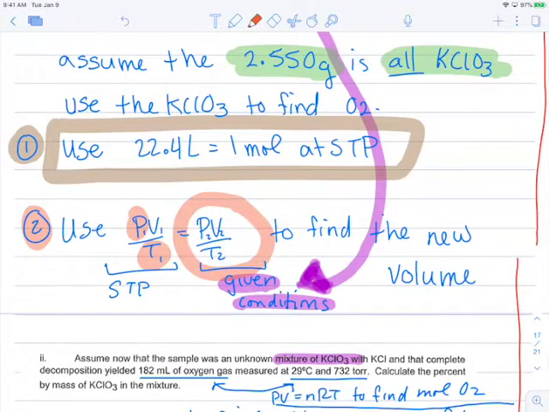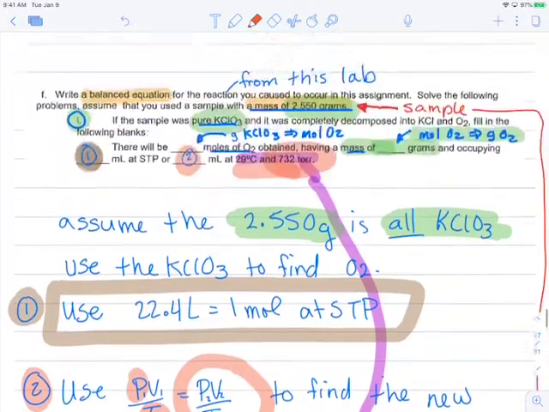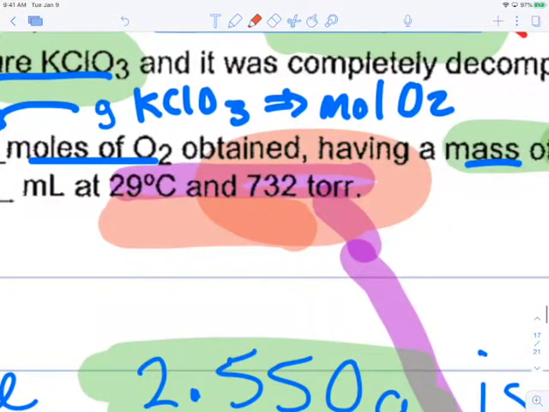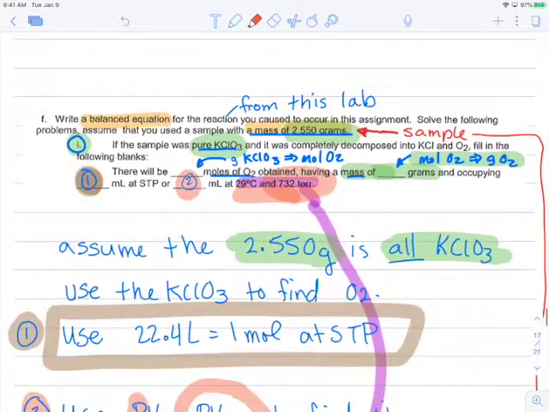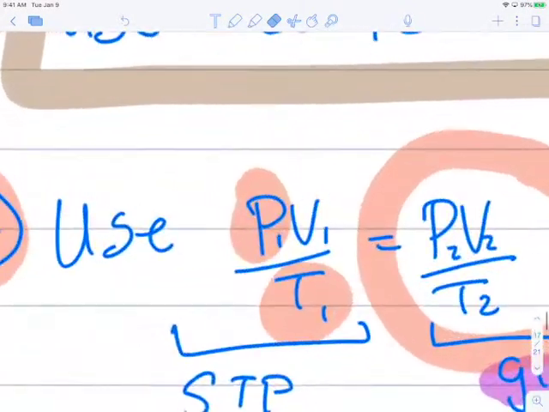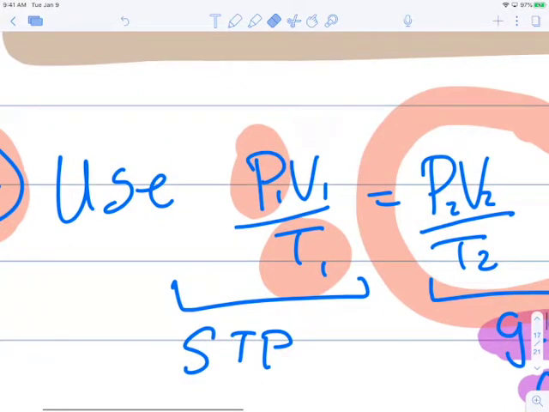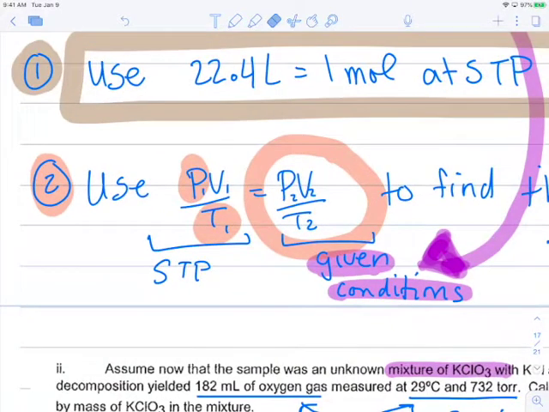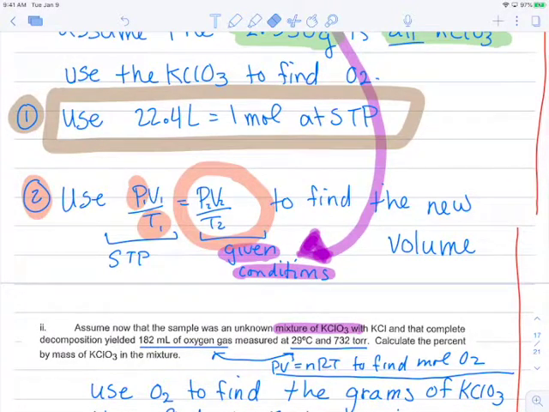Again, on the right-hand side are the given conditions. These are the ones coming from the problem, these ones right here. Sorry if I'm going a little crazy with the highlights. On the left-hand side, these are conditions at STP, so you're solving for the volume. You're going to plug in pressure at STP and temperature at STP. Any questions on number 2? All right.